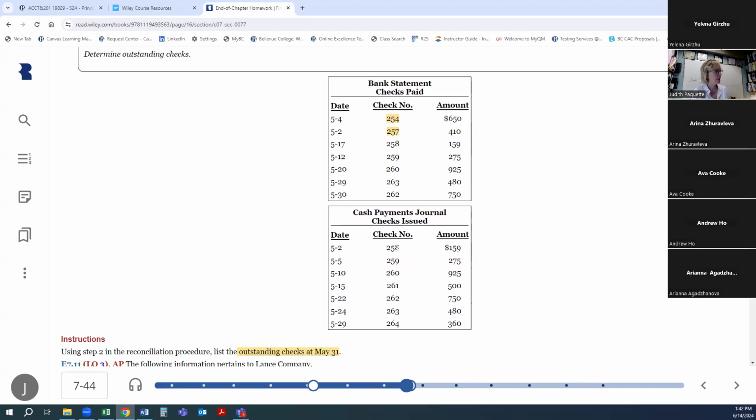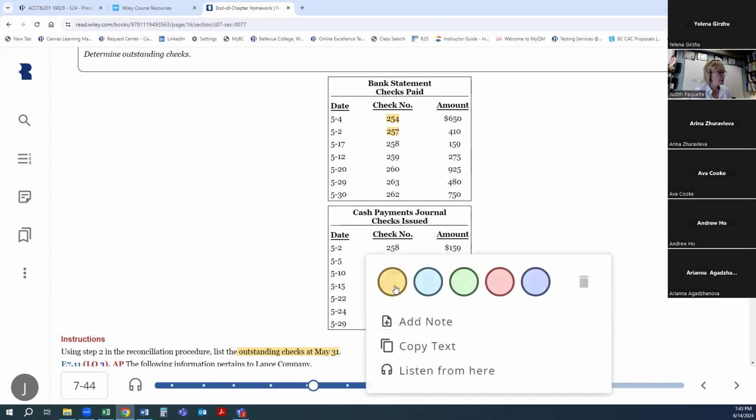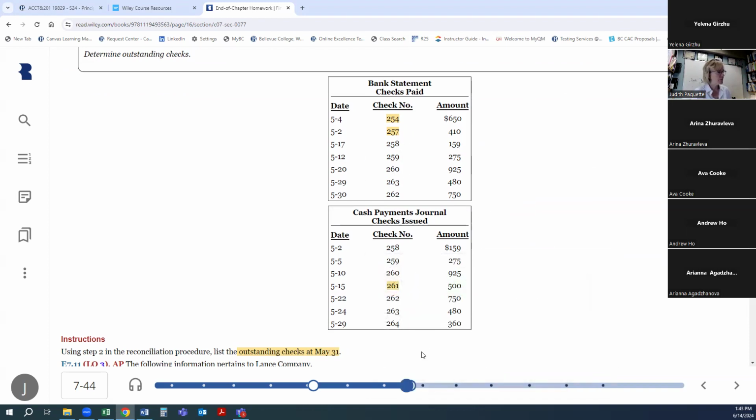And then we're going to go down and reconcile all the checks that were issued here. 258, good. 259, good. 260, good. 263. Oops, we've got a gap here. Nope, 261 is not cleared. You can see that? Okay. 261 has not cleared. You can see the gap, and it's in 262, 750, 263, 480, and check 264 is not listed here. So that's also outstanding.